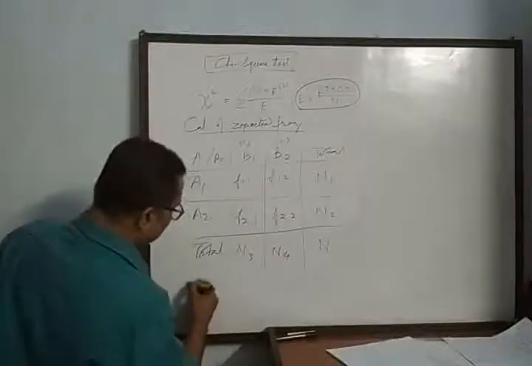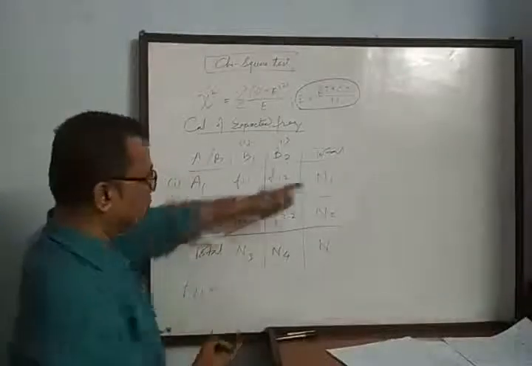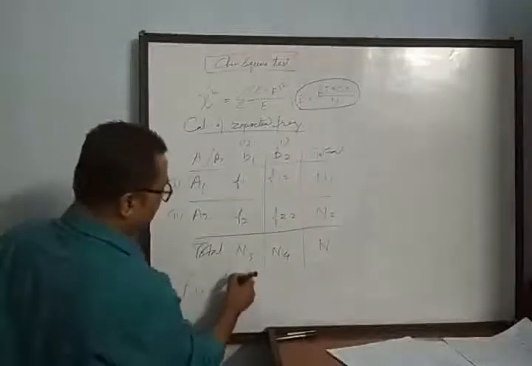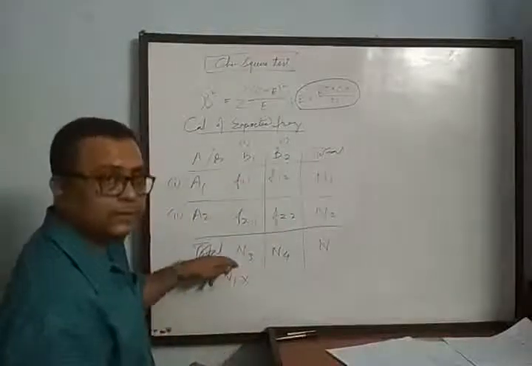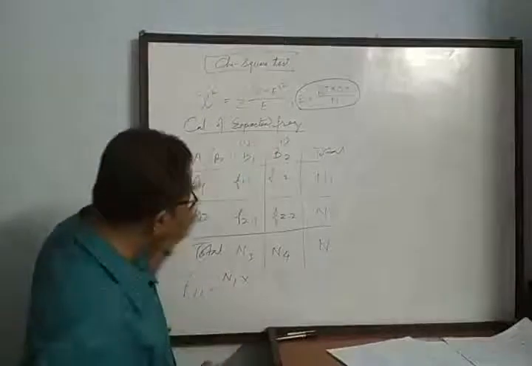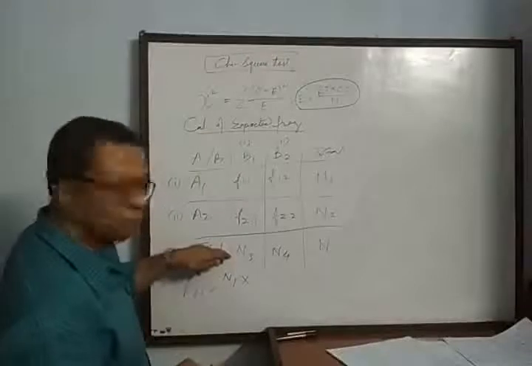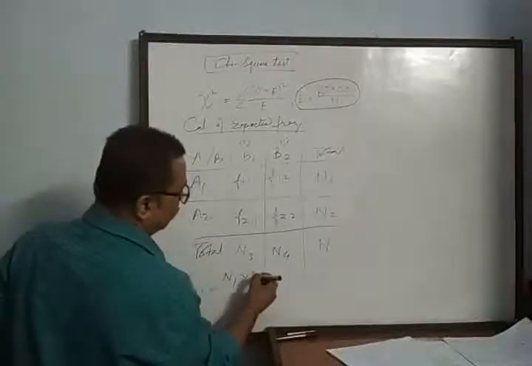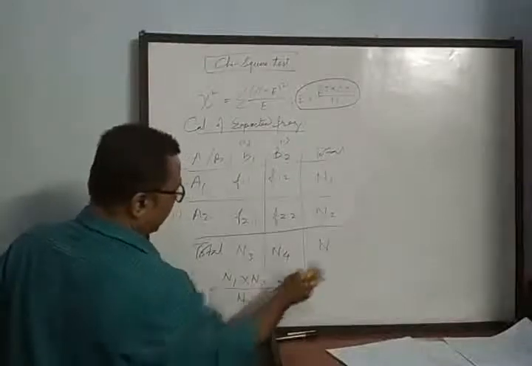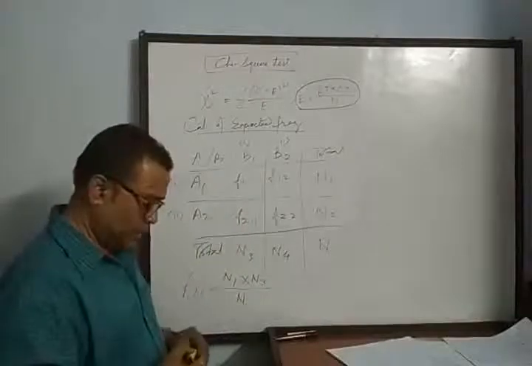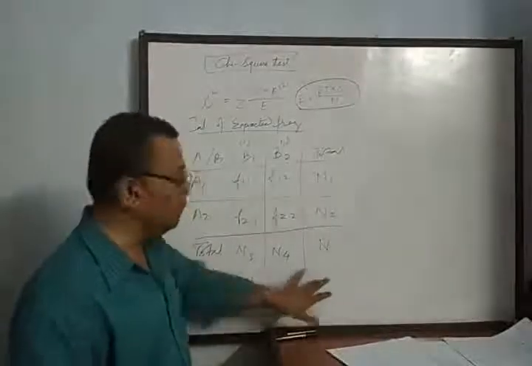So if we want to calculate frequency 1 1, we will write N1 into N3. Clear? Row total of row N1 and total of the column N3. So N1 and N3 divided by N. Now whatever number will be here, this number will be written and you will calculate.